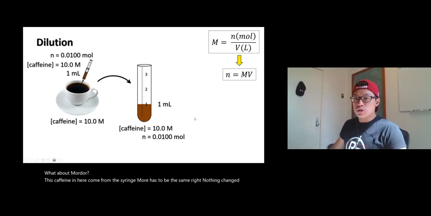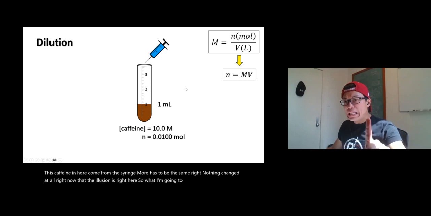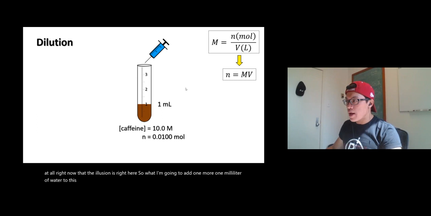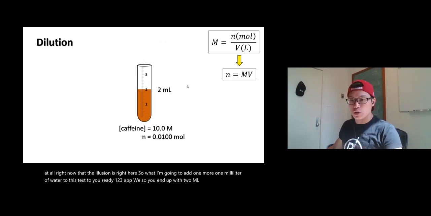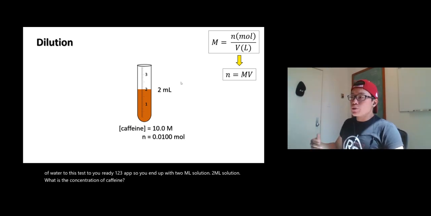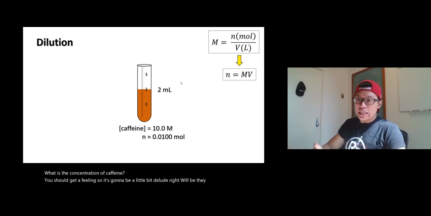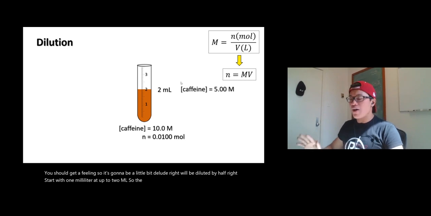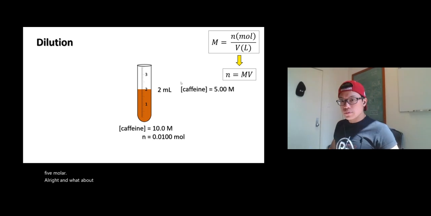All right, now the dilution is right here. So watch. I'm going to add 1 milliliter of water to this test tube. Are you ready? All right, 1, 2, 3, add. So you end up with 2 milliliter solution. What is the concentration of caffeine? You should get a feeling, so it's going to be a little bit dilute, right? We'll be diluted by half, right? Start with 1 milliliter, add up to 2 milliliter. So the concentration should go down by half as well. So 5 molar, right? And what about the mole though?